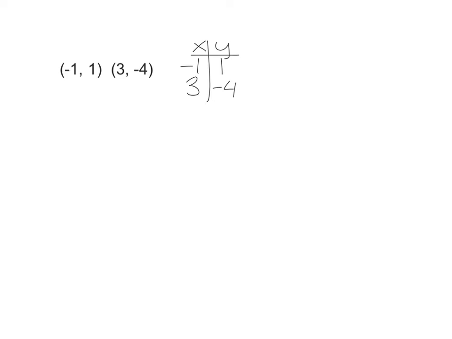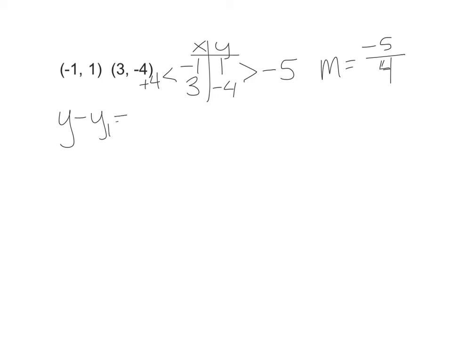To find my delta y over my delta x, I notice this went down 5, and I notice that this one went up 4. So my slope, or my m, is delta y over delta x. Okay, so my slope is negative 5 over 4. I have a slope and I can pick either point. Out of habit, I pick the top one again.